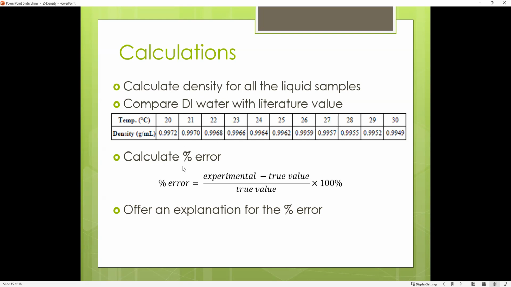number for it. It's going to ask you to calculate percent error, similar to what you did in the first lab. So you're going to take your experimental value minus that true value that you calculate here and divide by the true value. And then we ask you to offer an explanation for this error.